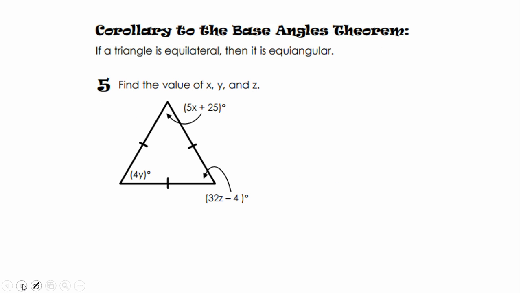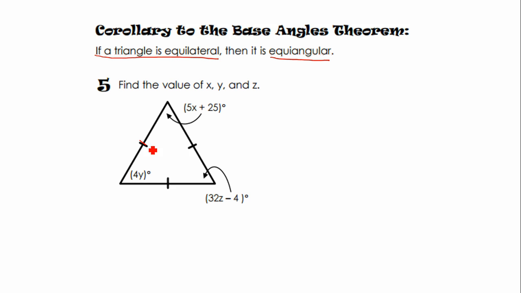So now let's look at a corollary to the base angles theorem. A corollary is an extension that comes off of it, a fact that is true. If a triangle is equilateral, then it will also be equiangular. So the idea that if it has 3 equal sides, using that same idea of equal sides being across from the equal angles, that means that if it has 3 equal sides, we're guaranteeing that it's going to have 3 equal angles as well.